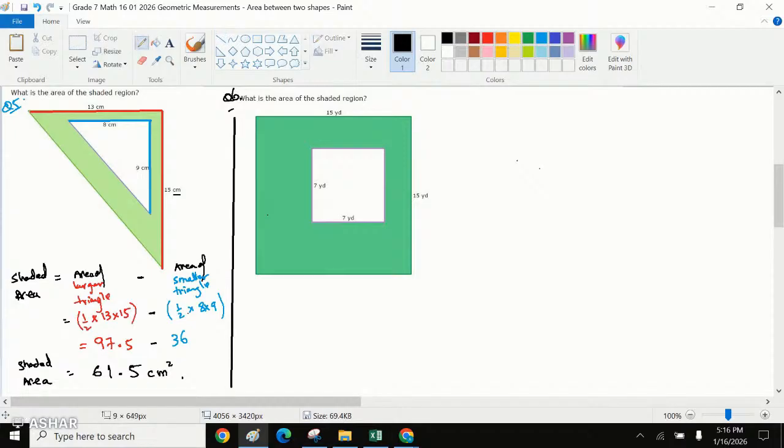How do we know they were squares? Because we can see the dimensions, 15 by 15, and the inner one was 7 by 7 yards. 7 by 7 means 7 is the length and 7 is the width. Okay, so we can say shaded area would be equal to the area of the square, that is the larger, minus the smaller area, that is again the shape of a square.